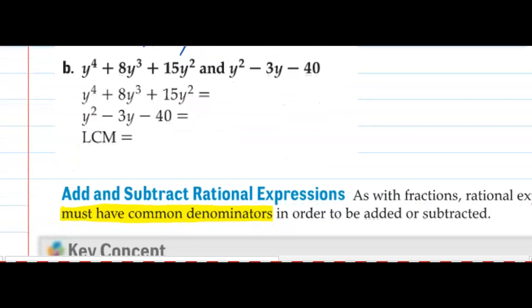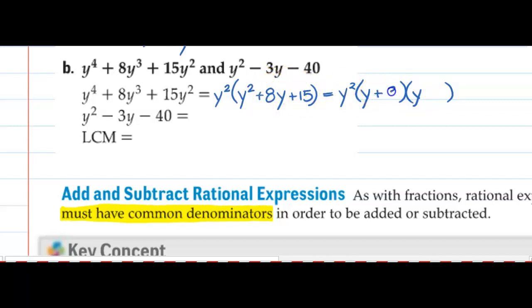All right, let's take a look at this one. First, we always check for a greatest common factor. They all have a greatest common factor of y squared. So I'm going to factor that out first. And I end up with y squared times y squared plus 8y plus 15. If I were to distribute this, I would get back to exactly what I started with. I can take this further though. That trinomial can break apart into two binomials. What numbers multiply to give me 15 and combine to give me 8? That's right, 3 and 5.